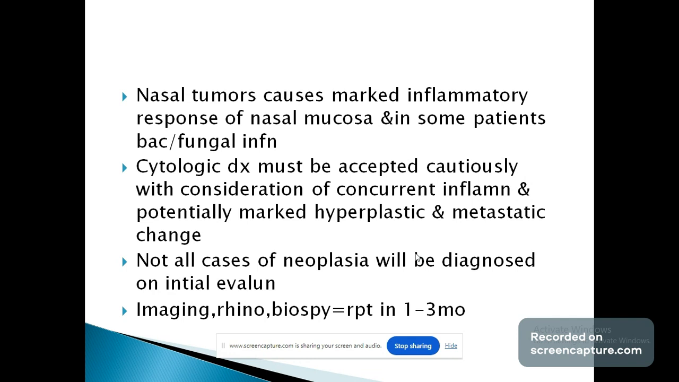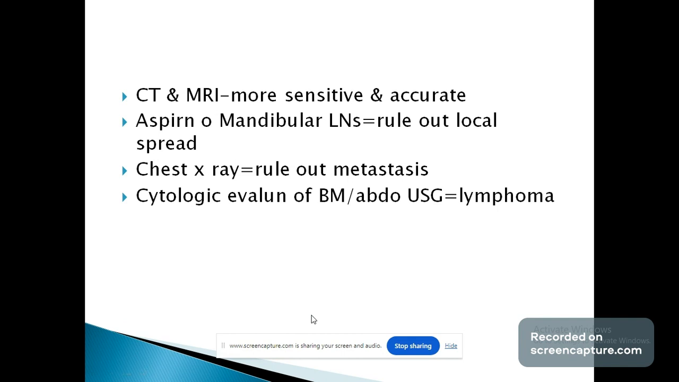Not all cases of neoplasia will be diagnosed on initial evaluation, so you have to repeat these tests, imaging, rhinoscopy, and biopsy, in 1 to 3 months. CT and MRI are more accurate and sensitive. You have to aspirate the mandibular lymph node, that will tell whether there is localized spreading of disease or not. You have to take a chest X-ray to rule out metastasis. You have to evaluate the bone marrow or do abdominal ultrasonography to rule out lymphoma.